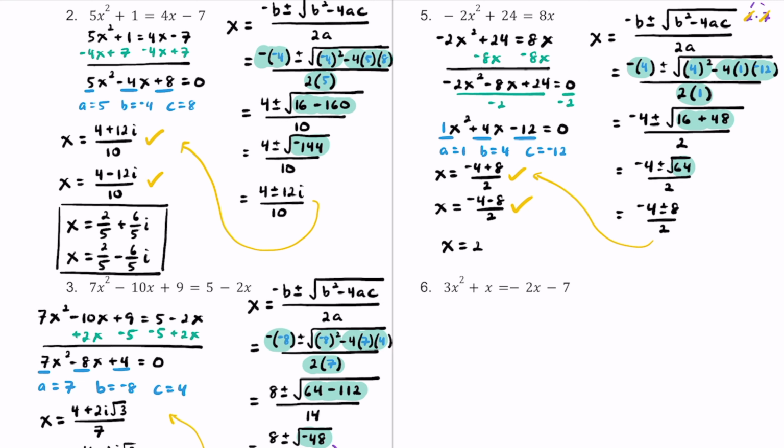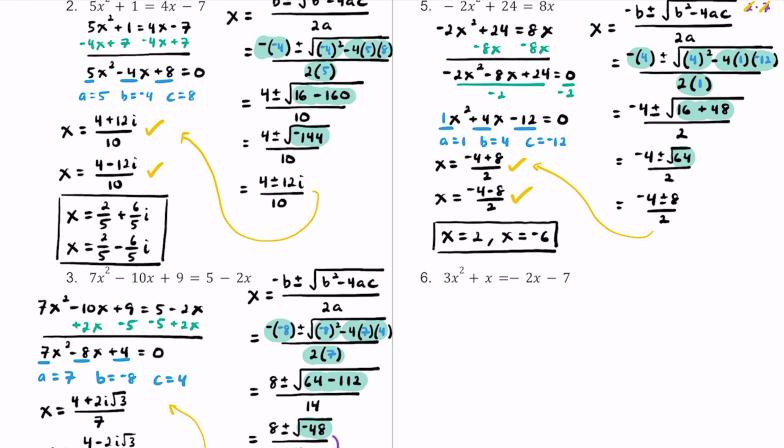And then for this one, we have -4 take away 8, which is -12 divided by 2, which is going to be -6. So we can say x would equal -6. So these would be our two solutions. And if you notice that we did get two rational solutions here, that means that we could have factored instead of using the quadratic formula. So that might be helpful to know in the future.